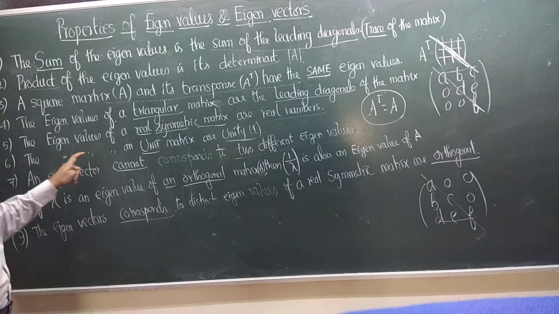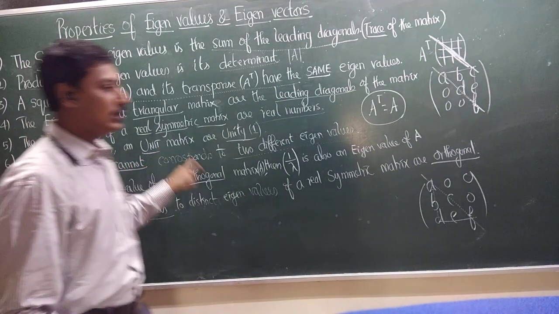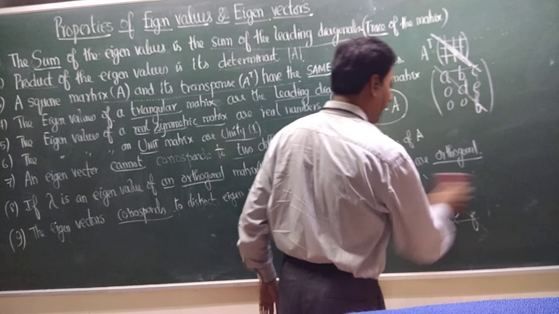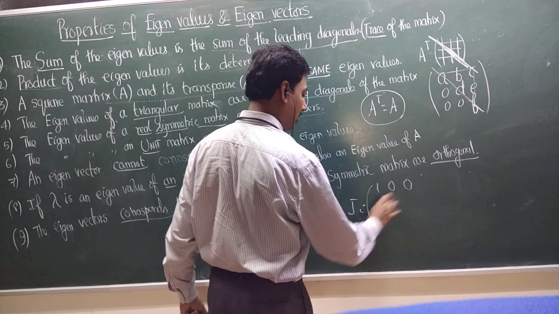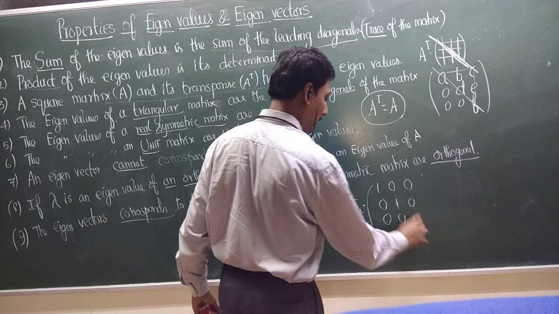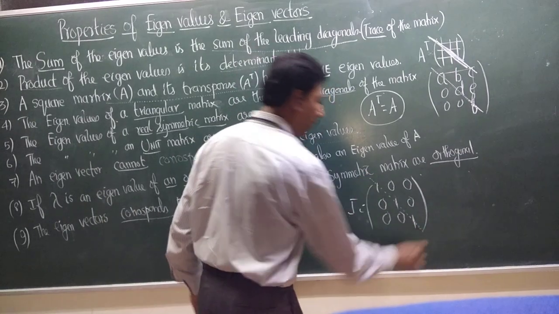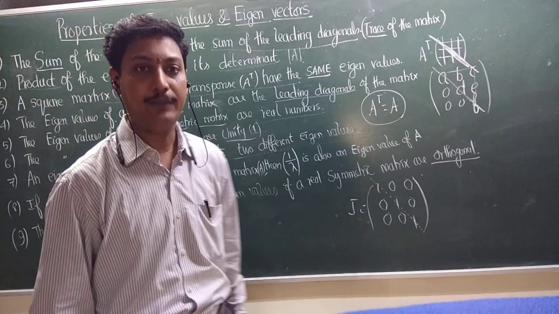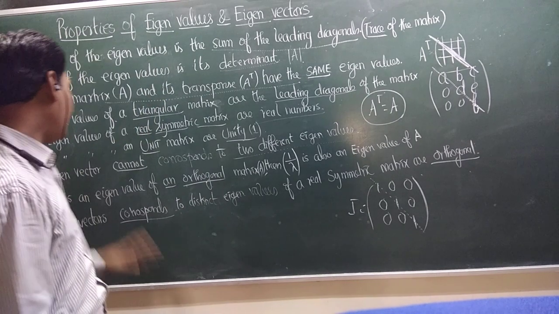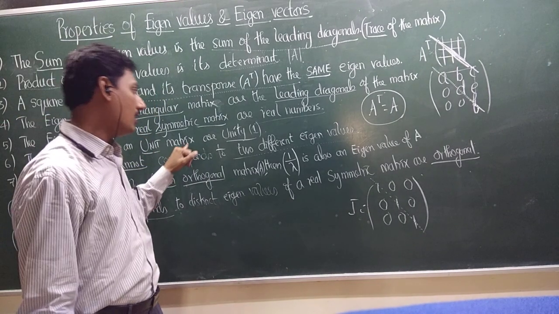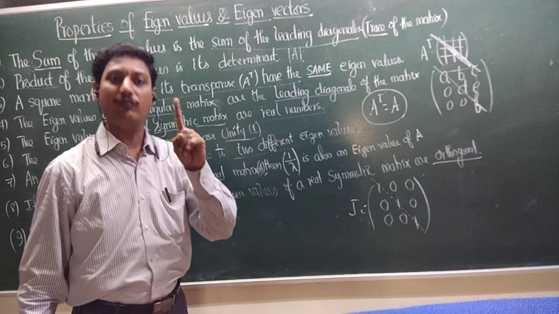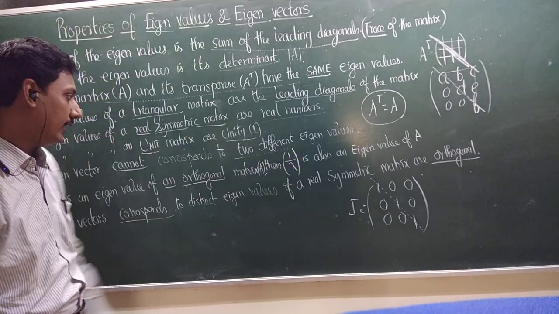What about the eigenvalues of the unit matrix? A unit matrix is often called the identity matrix, I. Suppose I equals 1 0 0, 0 1 0, 0 0 1, a 3 by 3 matrix. What about the leading diagonals? It is 1 only. So the eigenvalues of a unit matrix or identity matrix are nothing but unity, 1 only. Right?